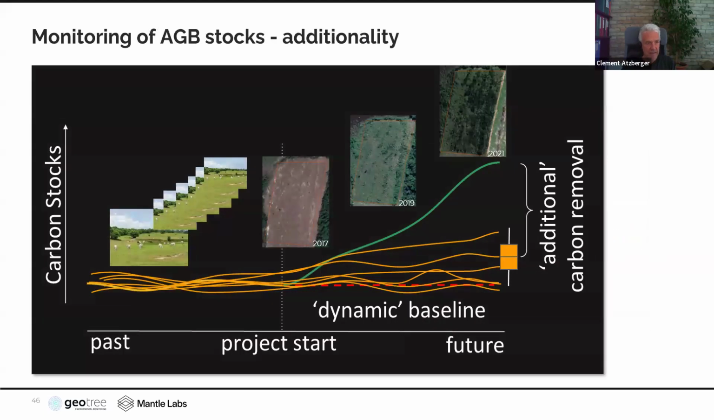And having the counterfactuals in yellow and the project plots here in green, we see how much additionality we have. So what would be converted into carbon credits is this difference between your baseline, your dynamic baseline, the orange lines, and what you achieved in your project by planting trees.